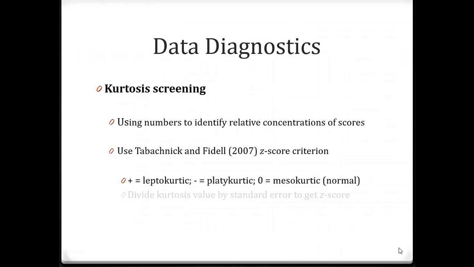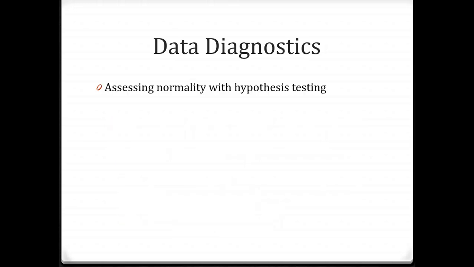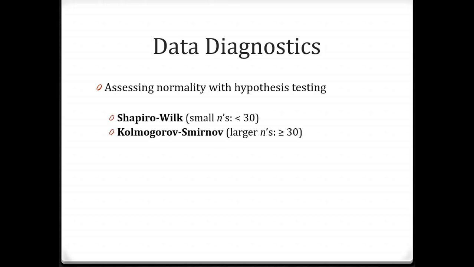And the next part actually brings us back to our hypothesis testing model. And when you run descriptive statistics using the explore function, you will automatically get two hypothesis tests for normality. One of them is the Shapiro-Wilk, and the other is the Kolmogorov-Smirnov. Now, these are different in terms of what they should be consulted for.